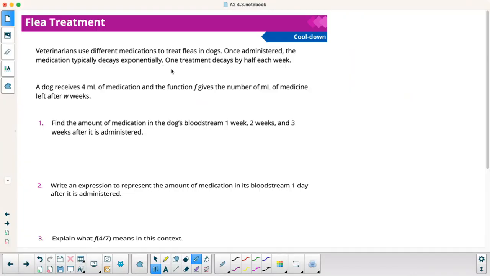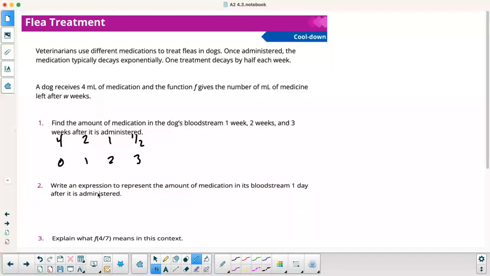Veterinarians use different medications to treat fleas in dogs. Once administered, the medication typically decays exponentially. One treatment decays by half each week. A dog receives 4 milliliters of medication, and the function F gives the number of milliliters of medicine left after W weeks. Find the amount of medicine in the dog's bloodstream 1 week, 2 weeks, 3 weeks after it's administered. So at 0 weeks, he's at 4, right? That's what he starts at. And then you just times it by 1/2. So there you go. So 2 at 1 week, 1 at 2 weeks, 1/2 at 3. You just times it by 1/2 each time.